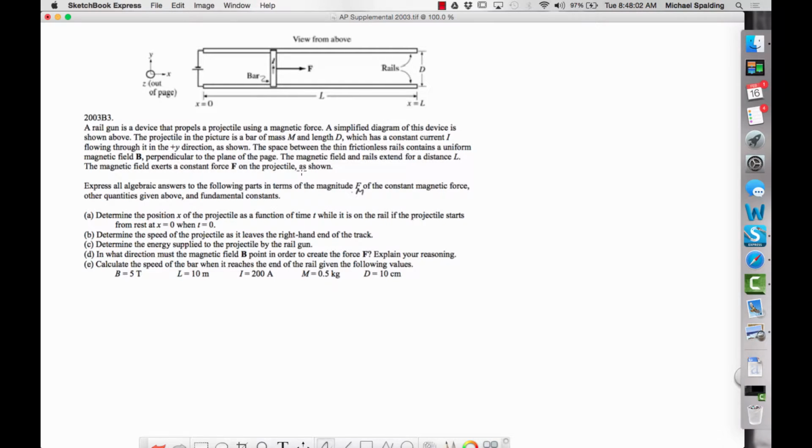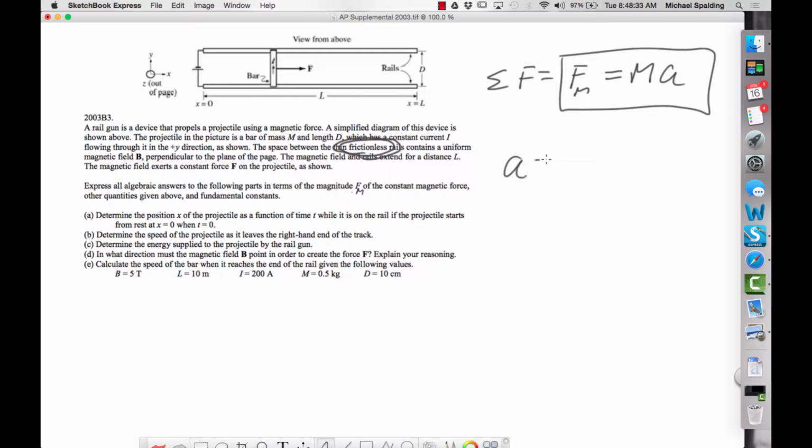So this really is an AP Physics 1 question. Notice they say the rails are, right here, frictionless. So if you sum the forces on this bar, which is free to move on the rails, what's the only force in the X direction? The force of the magnetic field. So you sum the forces, you get the force of the magnetic field. What is the sum of the forces always equal? MA. Therefore, the acceleration of the bar is going to be equal to F over M.